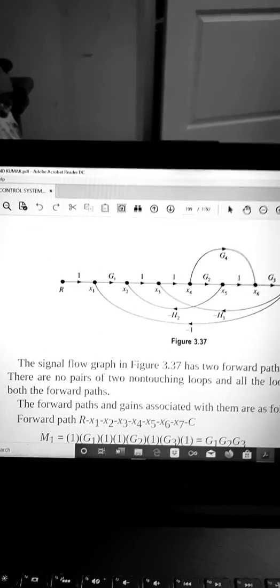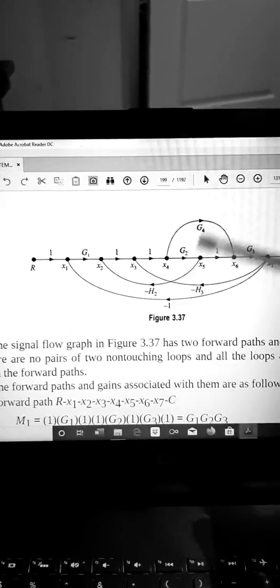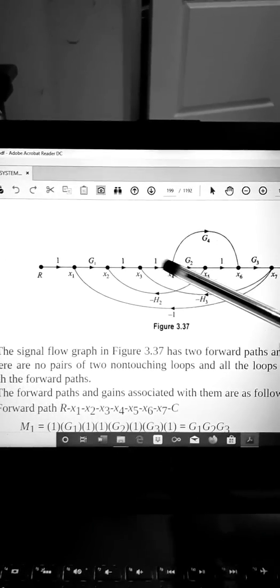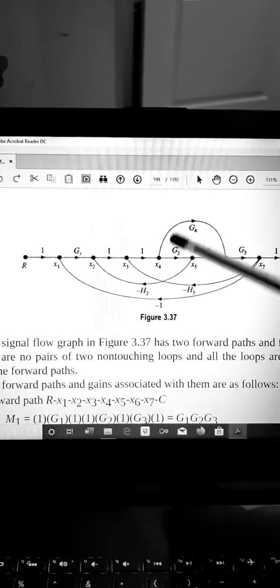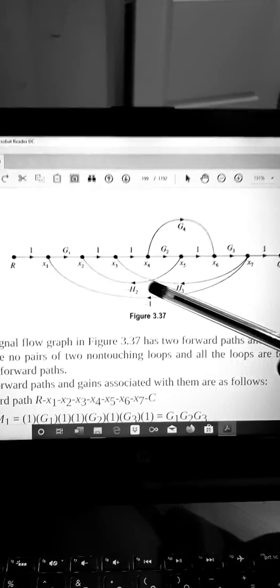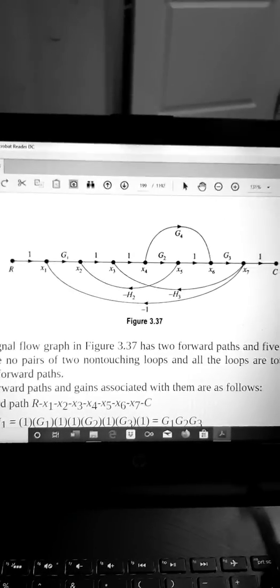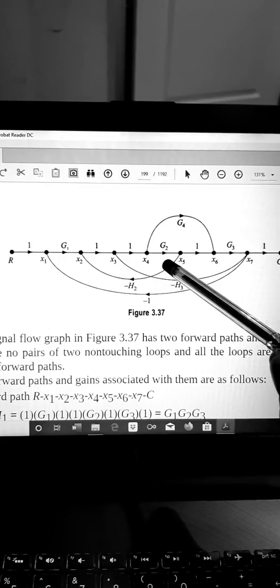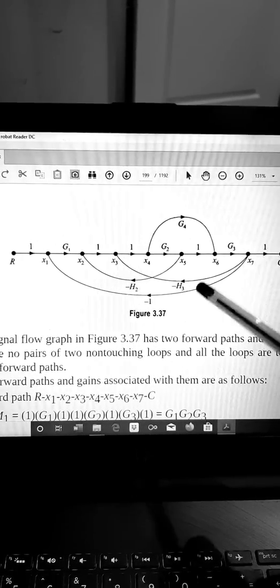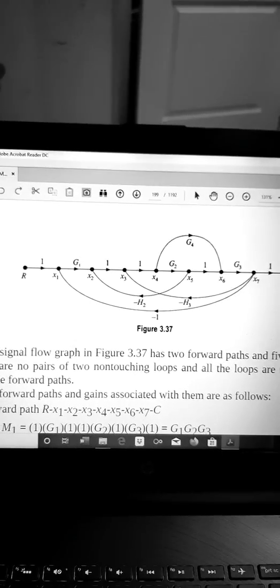So there are two forward paths. You should see that this forward path is touching all the loops. Am I right? This forward path is touching all the loops, so delta 1 is 1, and this forward path also touches all the loops, so delta 2 is also 1.